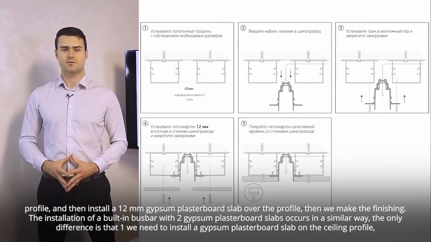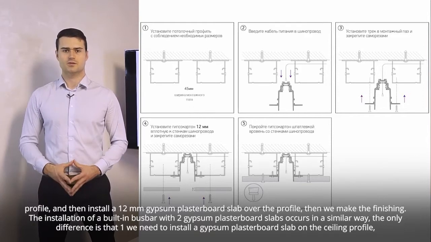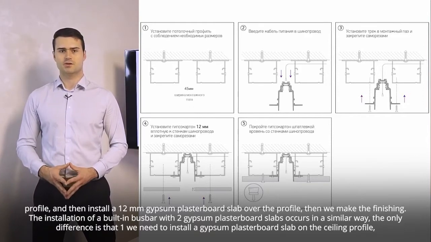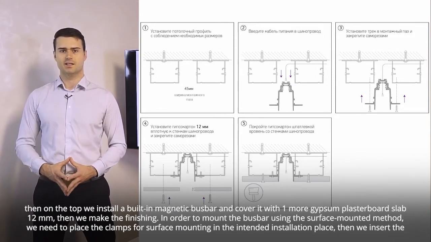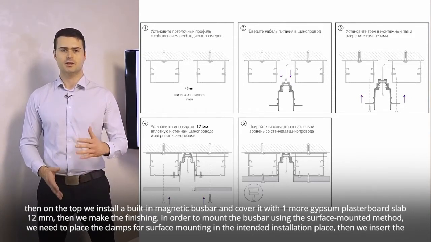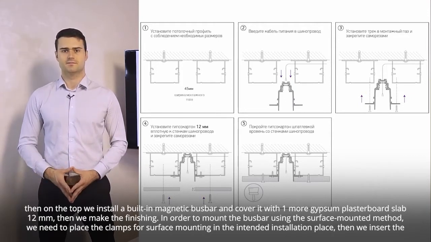The installation of a built-in busbar with 2 gypsum plasterboard slabs occurs in a similar way. The only difference is that we need to install a gypsum plasterboard slab on the ceiling profile. Then on the top we install a built-in magnetic busbar and cover it with 1 more gypsum plasterboard slab 12 mm. Then we make the finishing.